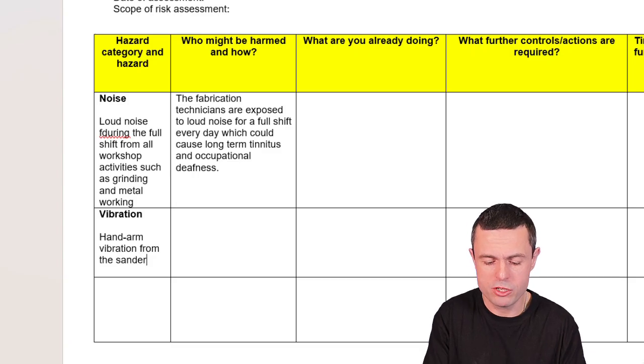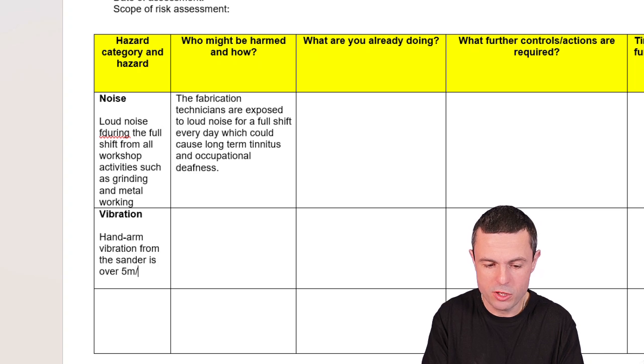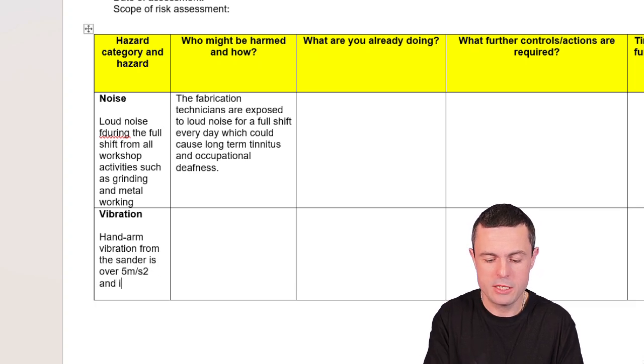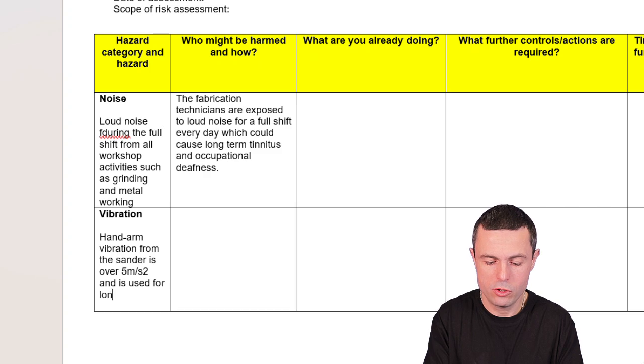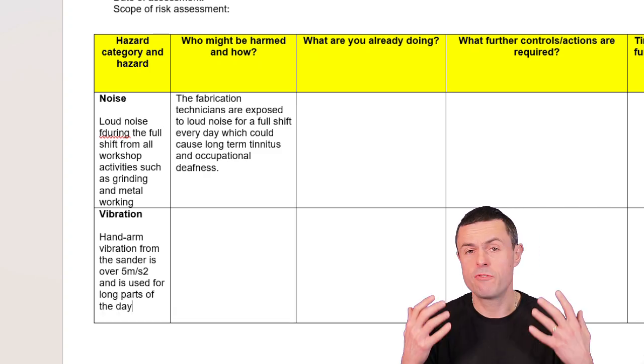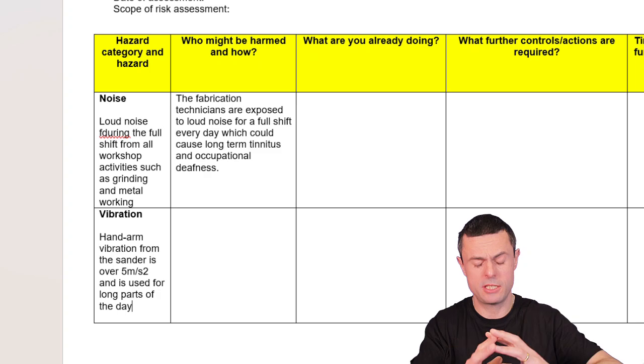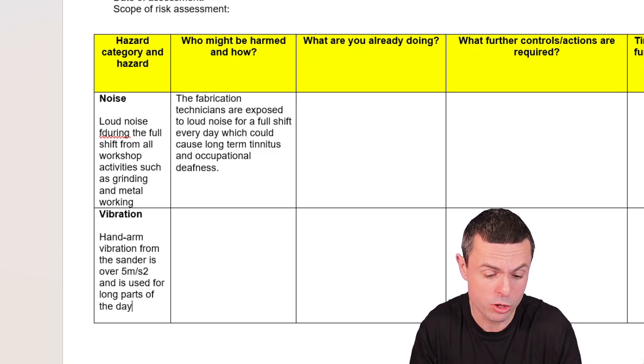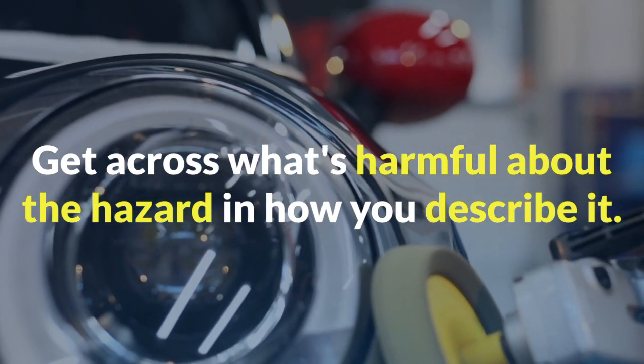And let's talk about something that's harmful. Is it low vibration, high vibration? Do they use it for 8 hours, 5 minutes? Let's talk a little bit about this. Hand-arm vibration from the sander is over 5 meters per second squared and is used for long parts of the day. That tells the examiner, tells whoever's reading it, that this is definitely a problem. We have to get across what's harmful about the hazard in how you describe it.